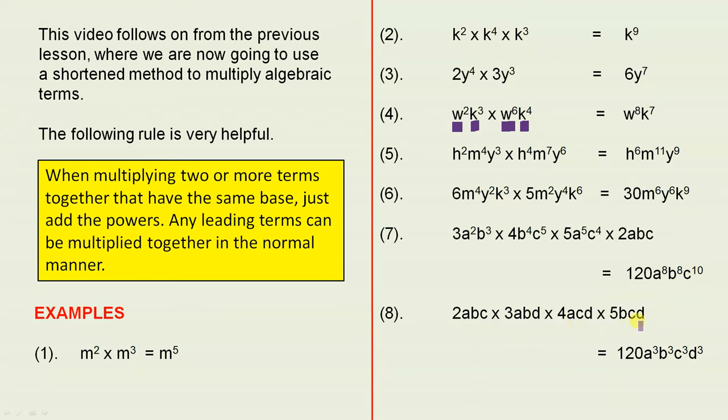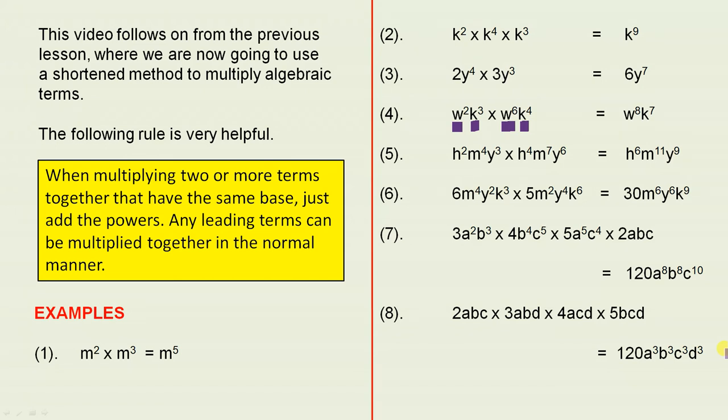When we multiply those four terms together, when we multiply the leading terms together, that is the numbers, we get 120. a by a is a cubed. b times b times b is b cubed. c times c times c is c cubed. And d times d times d is d cubed. So that's the answer. So this video has looked at a very shortened method for multiplying algebraic terms together.